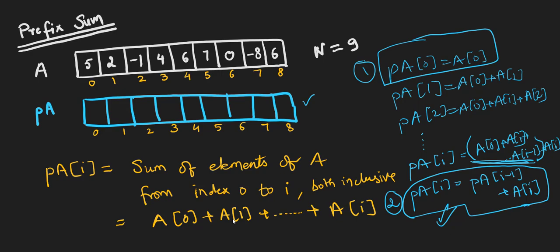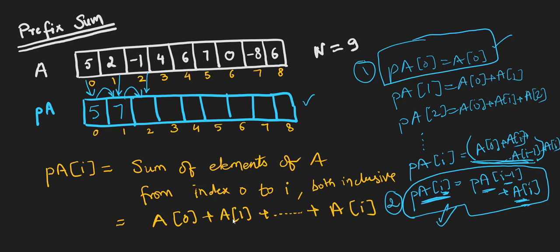So what we can see is PA of 0 will be directly A of 0. So I can just copy 5 here. Filling the 0th index is straightforward. Now when we want to fill the next element, PA of 1 will be PA of 0 plus A of 1. So essentially this element will be the sum of PA of 0 and A of 1. So 5 plus 2 will become 7. Same way, if we come to the next index, PA of 2 will be calculated as PA of 1 plus A of 2.